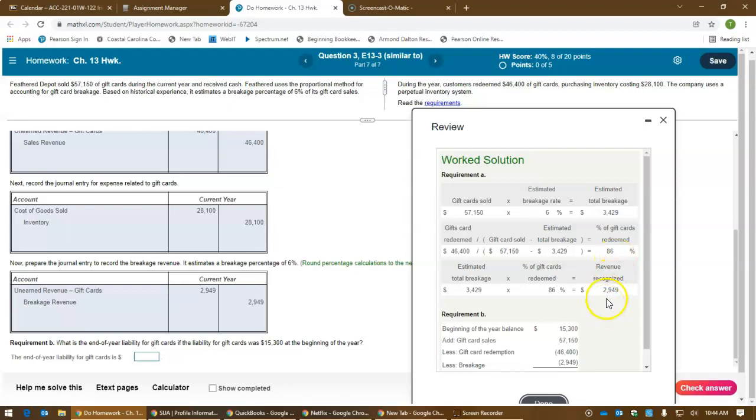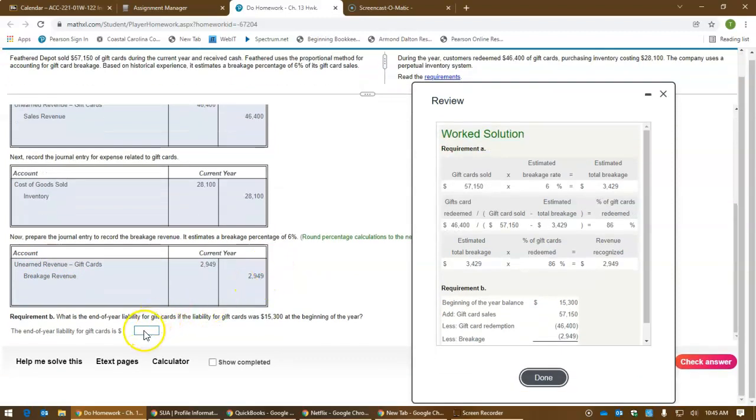And so when you do the math, you should get $29.49. So unearned revenue gift cards go down by $29.49, and we're going to call that breakage revenue. We're taking the assumption that 86% of the gift cards have been redeemed and also factoring in that 6% breakage. Okay, and we're labeling that or moving that amount from the liability to a revenue account, specifically breakage revenue.